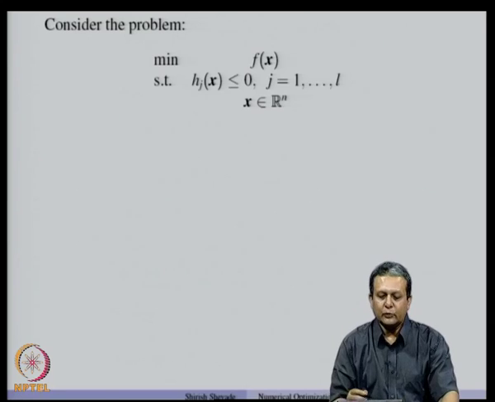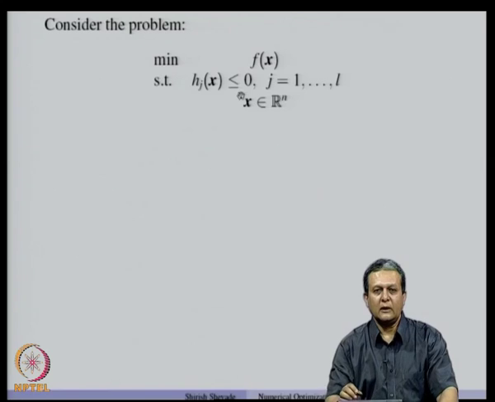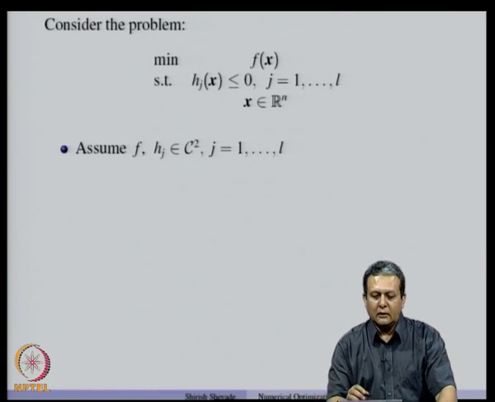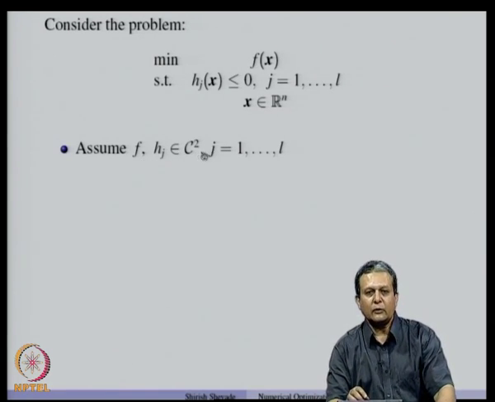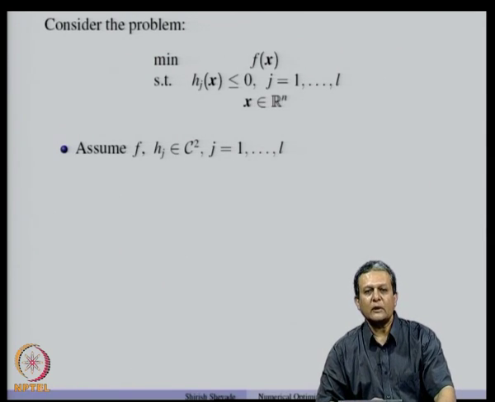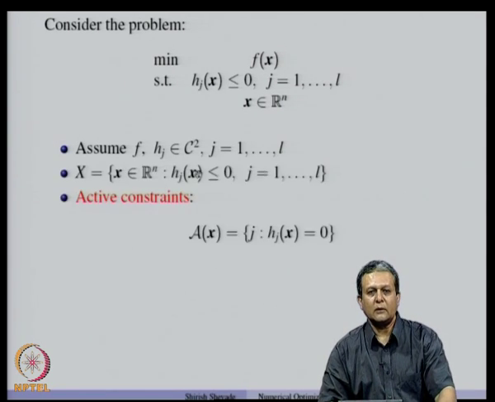For the time being, let us assume that we are interested in solving this problem where we want to minimize f of x subject to only the inequality constraints of the type Hj(x) less than or equal to 0, and there are L such inequalities, and x is a point in n dimensional space of real numbers. Again we assume that f and Hj's belong to C2, although for the present analysis it is enough that f and Hj belong to C1, but later on, as I mentioned earlier, we will need twice continuous differentiability. So we will assume that the functions are twice continuously differentiable.